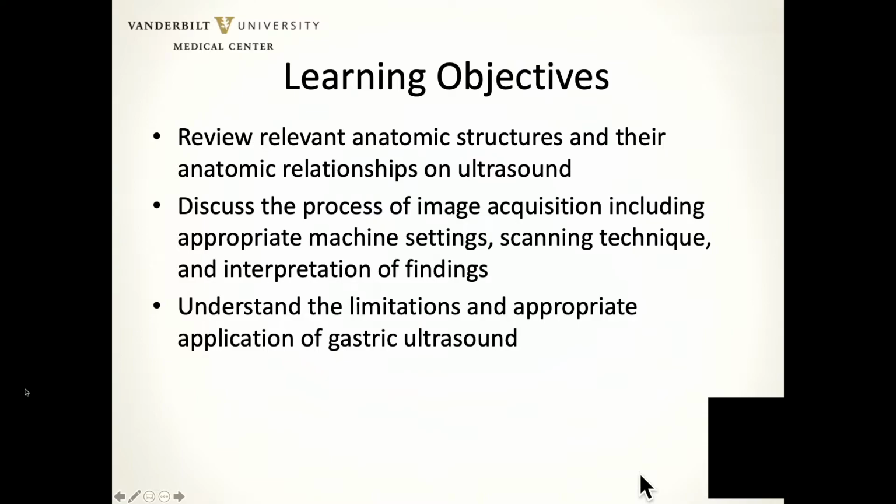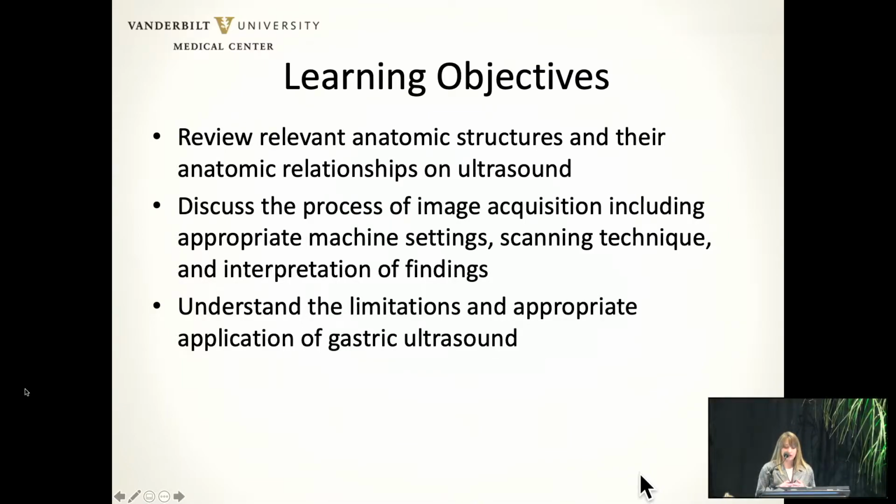As we go through things today, we're going to start at the basics, and we're going to review some of the relevant anatomic structures, in order to understand the relationship for gastric ultrasound. And then we're going to discuss the process of actually acquiring the image, including how to do the scanning technique and our interpretation of findings. And then finally, we're going to apply some appropriate applications of gastric ultrasound, and then I'll discuss some of the caveats and limitations of gastric ultrasound.